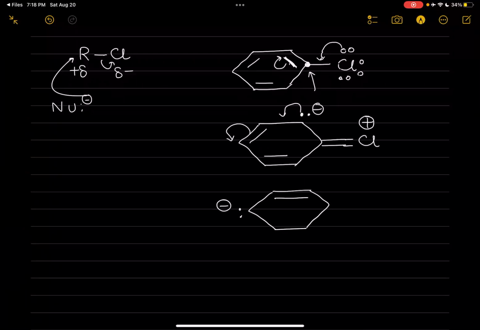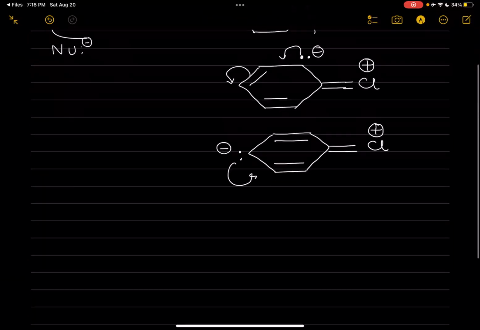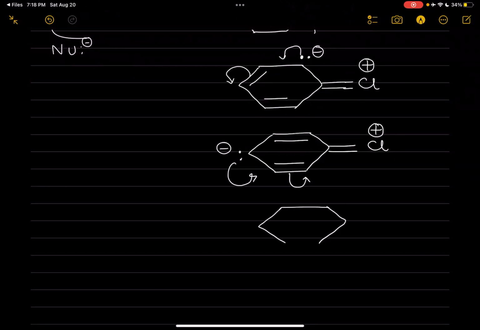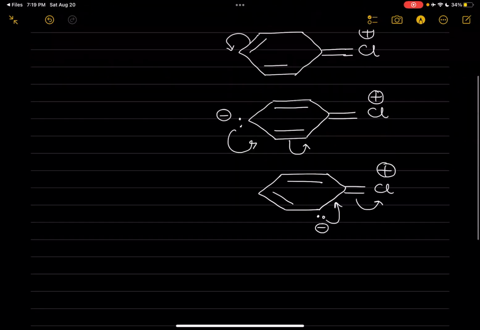Vamsi, is it clear? Yes, sir. And it will again get shifted. And it will again get back to its original position.